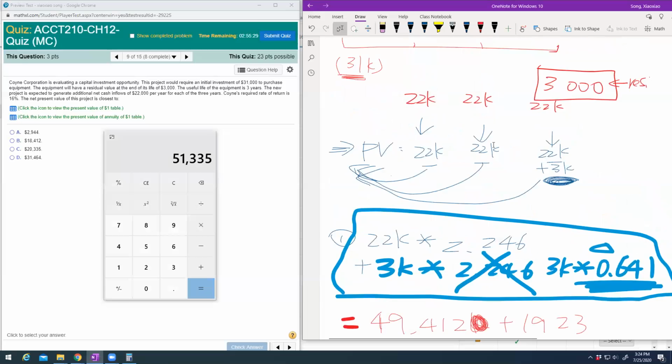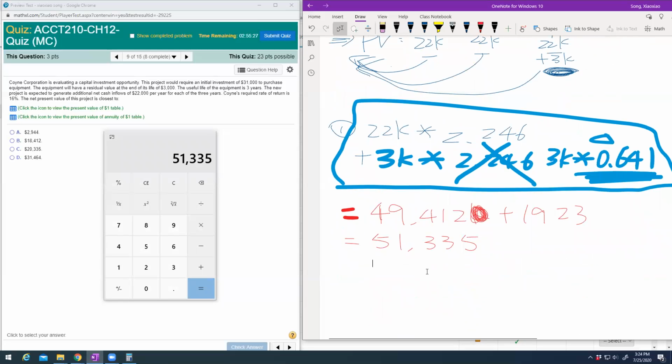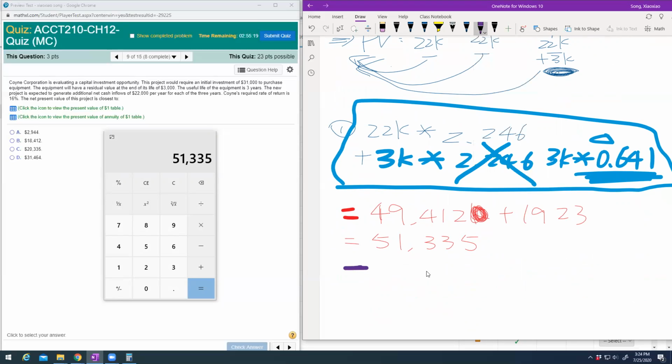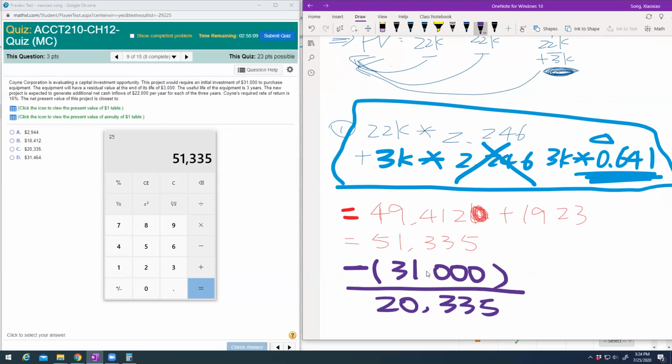Because this is just the present value. One more step is we have to subtract the outflow at the beginning of the year. We have to subtract the investment 31,000. So therefore, we will get 20,335. Okay, so that's our NPV. This is just our present value: present value of inflow, present value of outflow. We got net present value. So our answer will be C.